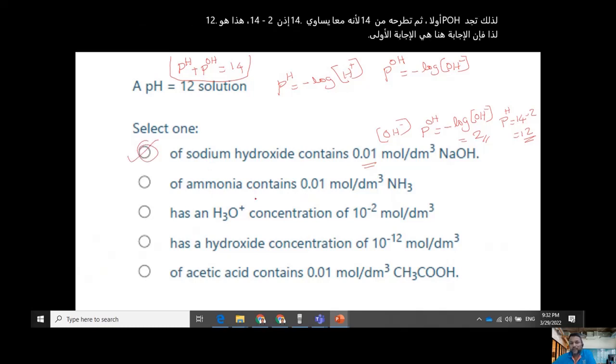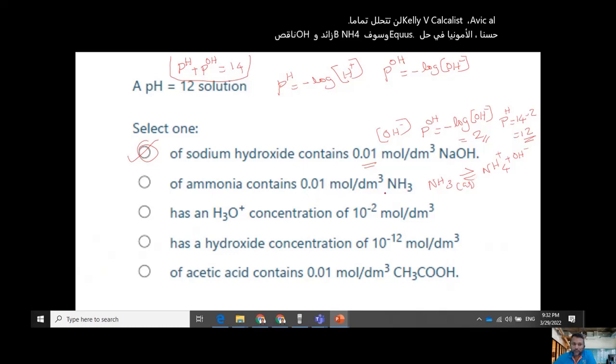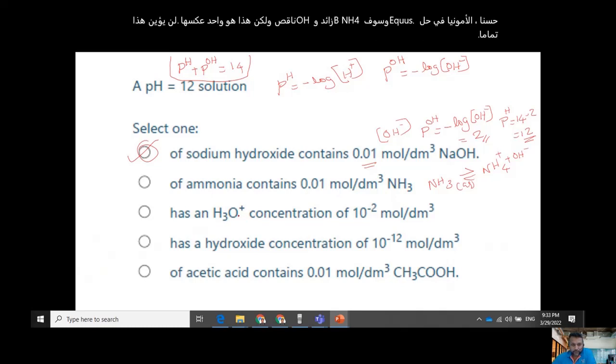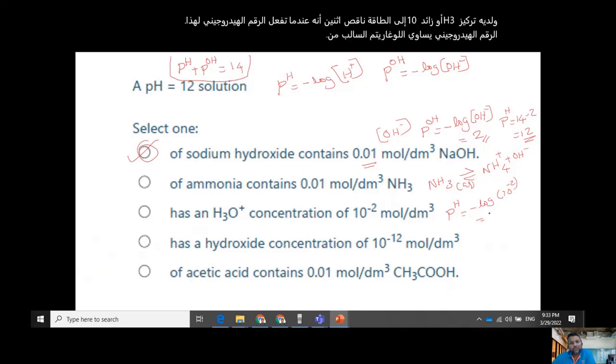Why not second? Because ammonia is a weak alkali. Weak alkalis won't ionize completely. Okay, ammonia in aqueous solution will form NH4 plus and OH minus. But this is a reversible one. It will not completely ionize and has a concentration of H3O plus 10 to the power minus 2. When you do the pH for this, pH is equal to negative logarithm of 10 to the power minus 2, that we get 2.